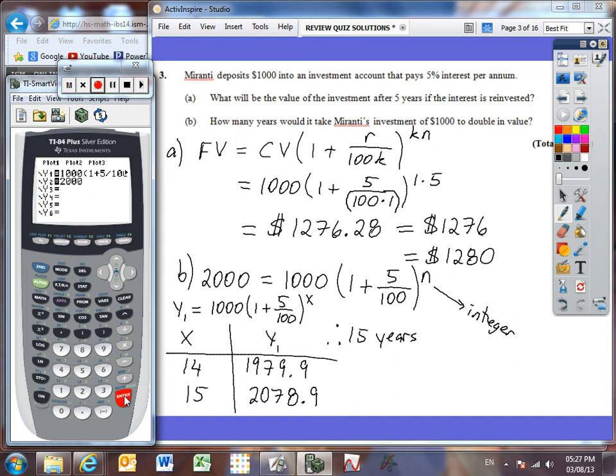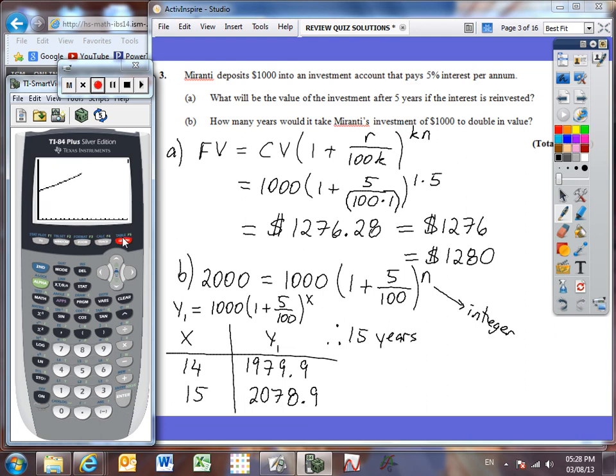Before I graph, I'm going to need to adjust my window, because I know that 2,000 is a constant value, and so I need to change my y max to be 2,000 so that I can see that line. Let's make it a little bit bigger, like 2,100. I also know that there's no point having negative values of x, because she's starting at 1,000 at year 0, and her money's growing. But I will make my x max something like 20, because maybe it will take more than 10 years for it to double in value. Now let's look at the graph.